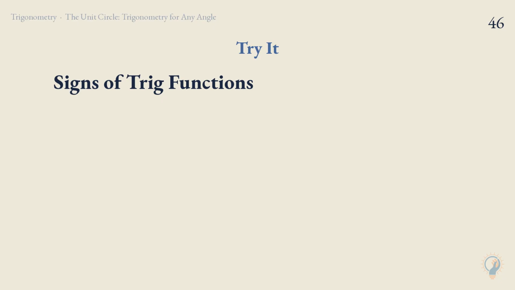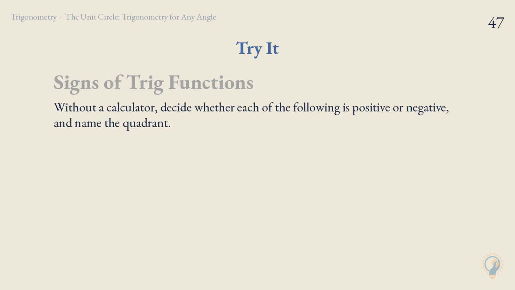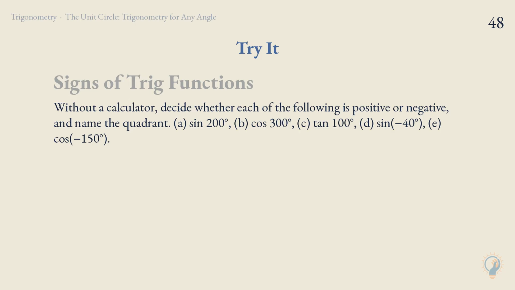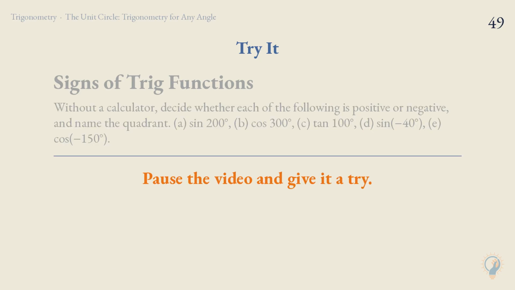Try it. Signs of trig functions. Without a calculator, decide whether each of the following is positive or negative, and name the quadrant. Part A, sine of 200 degrees. Part B, cosine of 300 degrees. Part C, tangent of 100 degrees. Part D, sine of -40 degrees. Part E, cosine of -150 degrees. Pause the video now and give it a try.